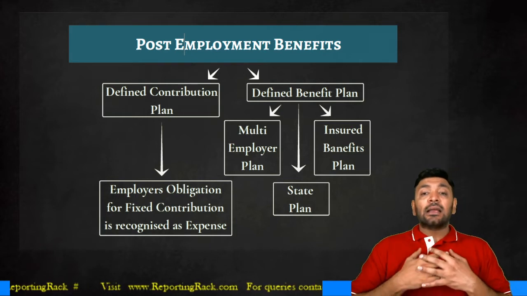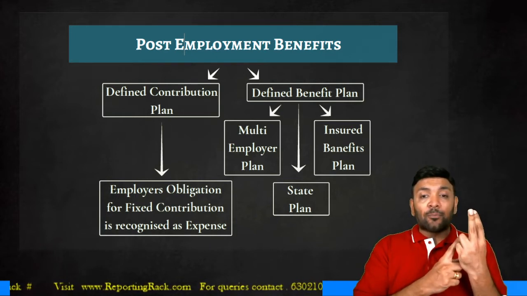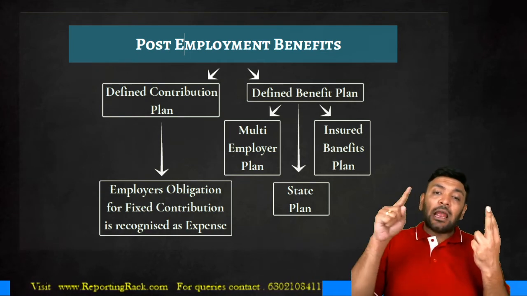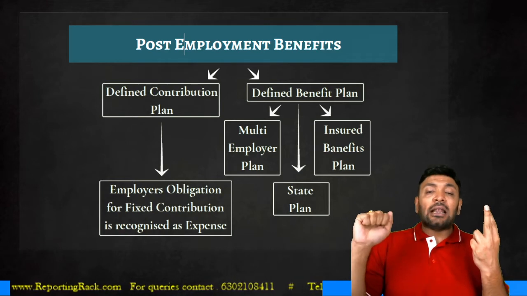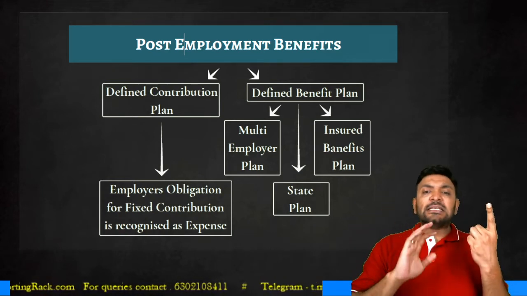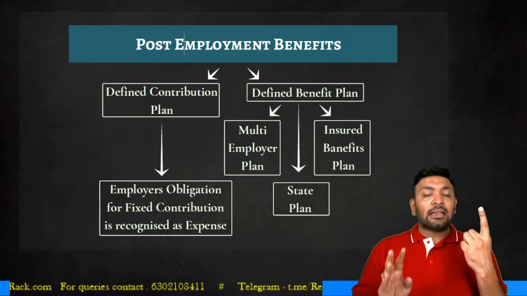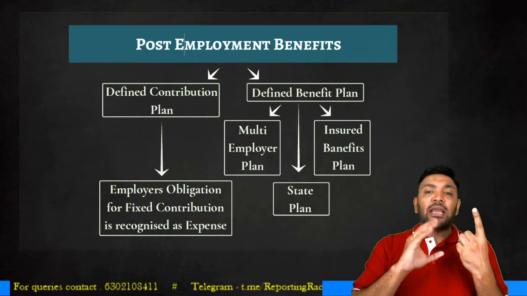the employer can choose either of these three methods. Either he can go for a multi-employer plan, where multiple employers collaborate to pool their funds and appoint a fund manager to manage this fund. Number two, an easy one: go to the central government, tell them that I have an obligation, I'm depositing this money, you use this money and give me a return.